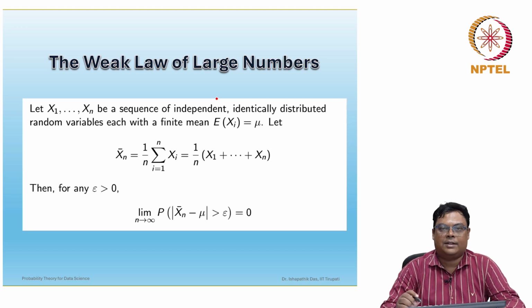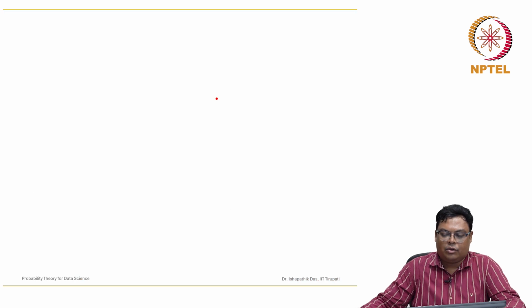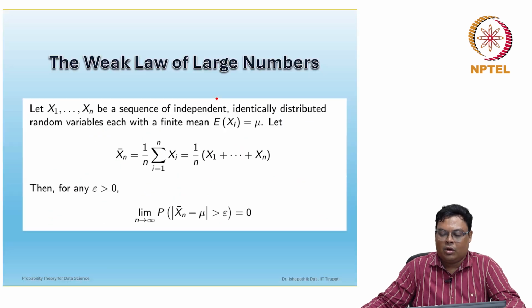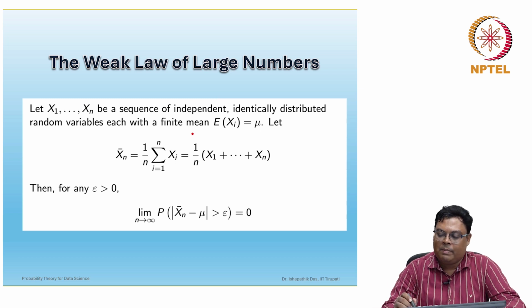So let us first discuss the weak law of large numbers. We have already shown this kind of thing, but there we assumed that convergence in probability holds when the mean and variance exist and the variable is normally distributed. The weak law of large numbers is stronger than this concept. Let X1, X2, ..., Xn be a sequence of independent identically distributed random variables with finite mean mu. For variance they did not say anything, and Xn bar is the mean of these variables.